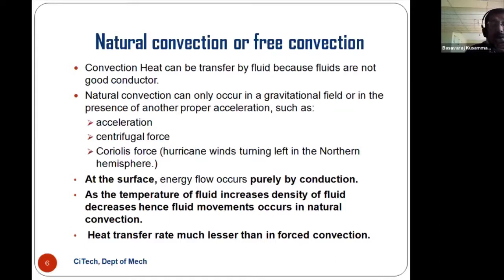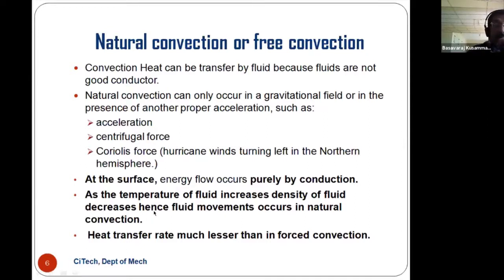At the surface, I told you, taking the plate, heat transfers from the plate surface to the air. At the surface, energy flow occurs purely by conduction. Suppose we take the plate here, whatever the heat or energy transfer at the surface is purely by conduction, even if the fluid is flowing on the plate. As the temperature of the fluid increases, the density of the fluid decreases, hence fluid movement occurs in natural convection.